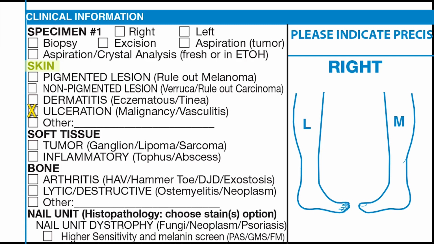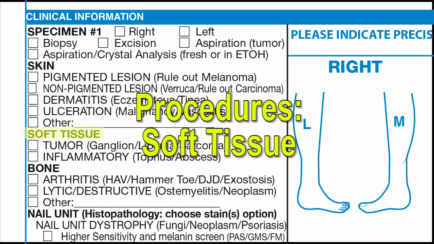If a nail specimen is placed in a bag for submission to Bako, but the condition of pigmented lesion is selected under the title skin, we may have to call your office to ensure we have the correct sample. If you cannot find a good match from the list of conditions provided, please indicate other and write in the rule out or observation. Soft tissue.